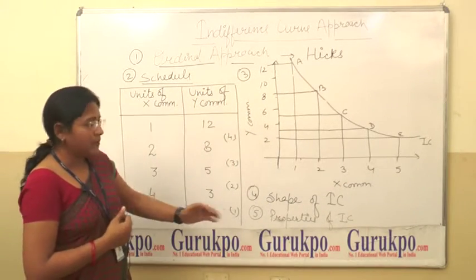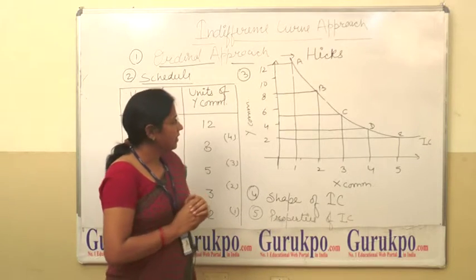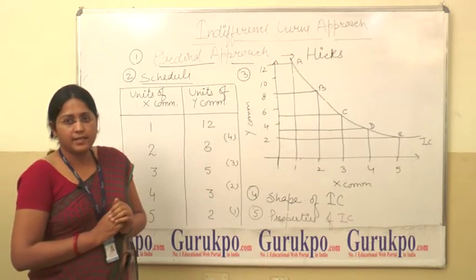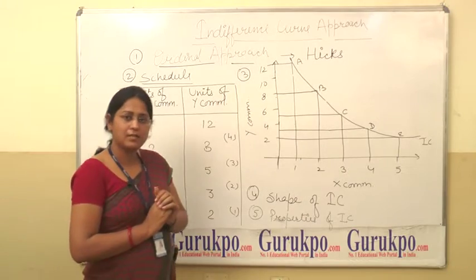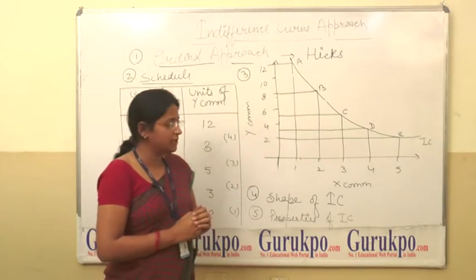Now we will go to the properties of IC. The first property of IC is that the MRS, the marginal rate of substitution, diminishes.